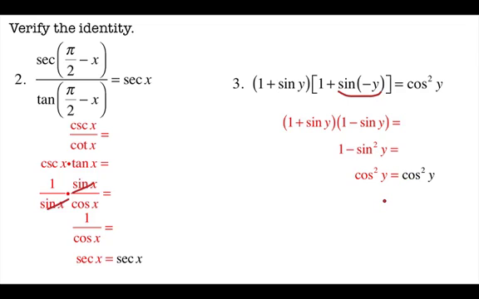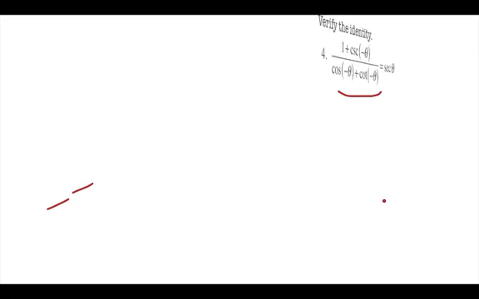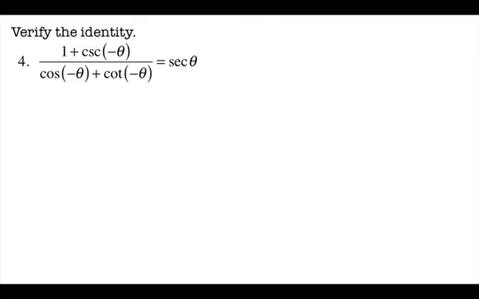Moving on to number 4. Again, left side looks more complicated. So what I'm going to do, I'm going to write this. I know that cosecant is an odd function, so cosecant of a negative angle is just negative cosecant of the positive angle. Cosine is an even function, so that's why it becomes just cosine of theta. Cotangent is an odd function, that's why I have negative cotangent of theta.